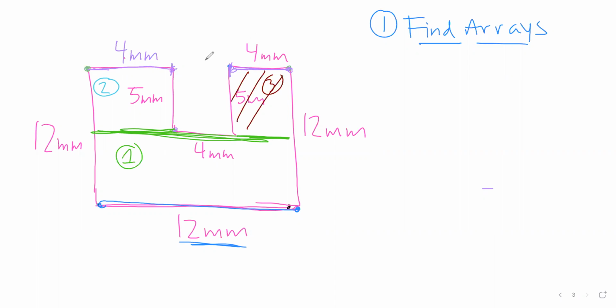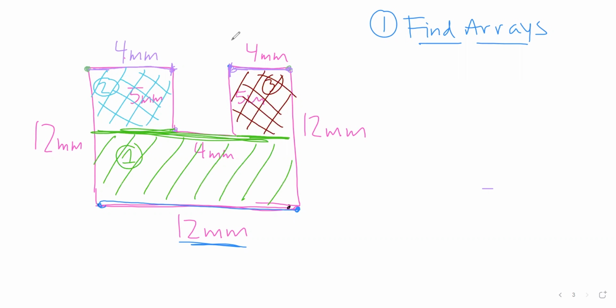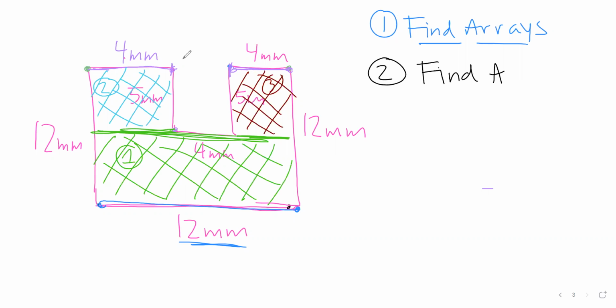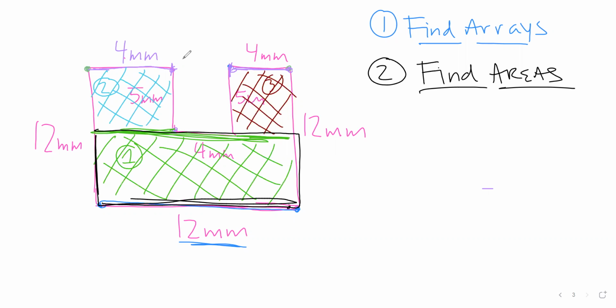We have this one right here, and then we have this one right here, and then we have this one right here. And so now, which brings me to step 2, we need to find the area of all the parts. So find areas, compute, do the math. Let's start with 1 here. What do we know about 1? We know that it's 12 long.